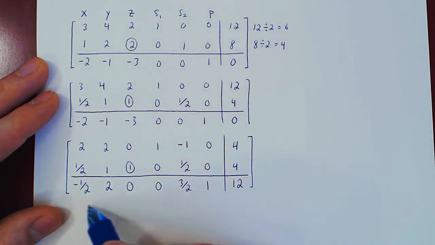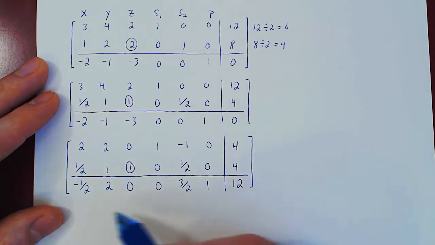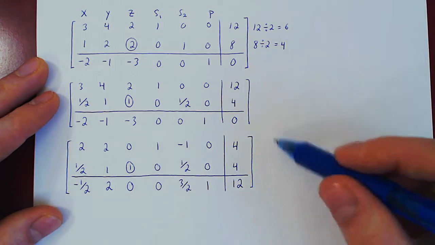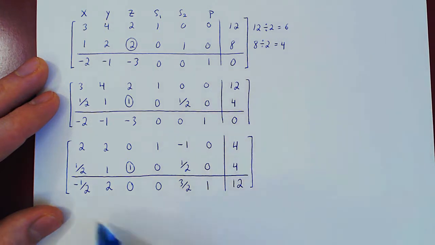And now we look at the bottom row. If all the entries were non-negative, it would be done and we would have obtained the optimal solution. But as there's one leftover entry that is negative, we have to repeat.